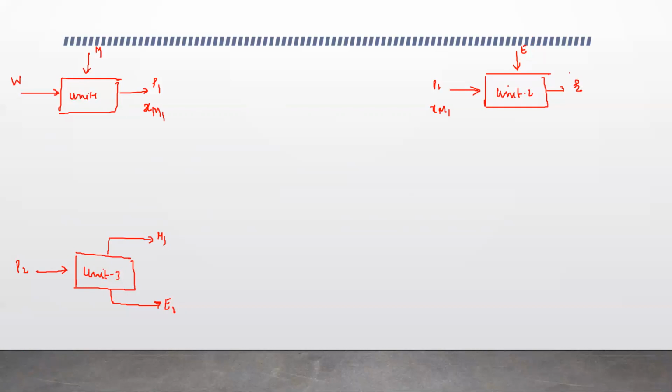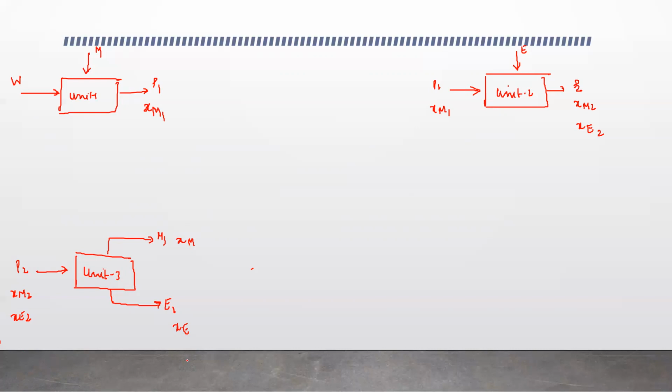E is pure ethanol. Now P2 will contain both methanol as well as ethanol. So it's going to be XM2, which is the mass fraction of methanol in product 2, and XE2, that is the mass fraction of ethanol in P2. So in this block diagram, we'll have XM2 and XE2. And then over here, it's pure methanol without anything, so it's XM, and over here we have XE.